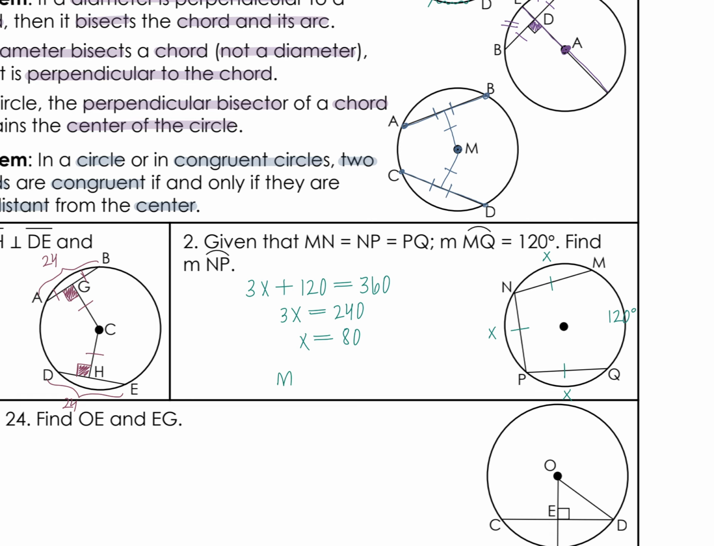So since we're finding the measure of an arc, we need to have our degree symbol with that 80.